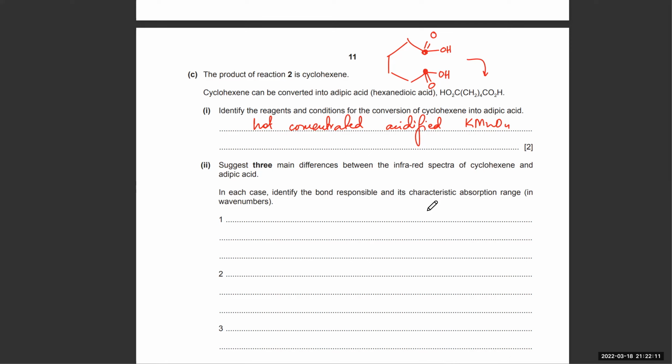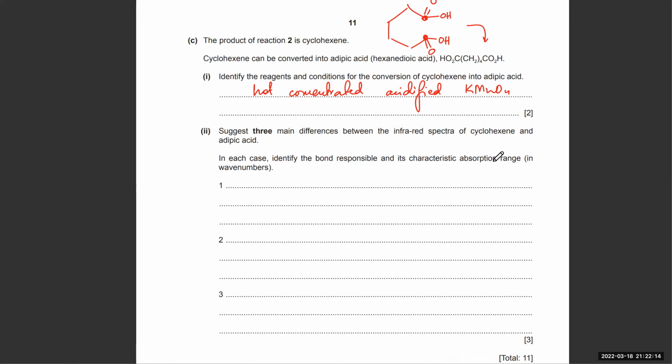And then you have a question on infrared spectra of cyclohexene and adipic acid. So I'll just write the straighter version of this adipic acid. The four CH2s in the middle, and a carboxylic acid group on both sides. He's saying, suggest three main differences between the infrared spectra of cyclohexene and adipic acid. Cyclohexene is this one, it's just a double bond here. So anyways, you'll open the data booklet and look at the infrared spectra.